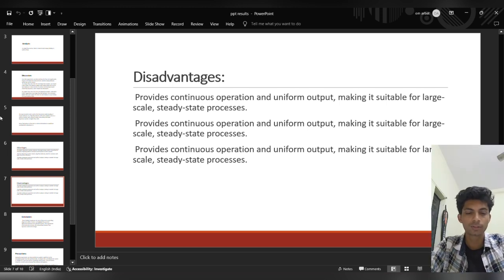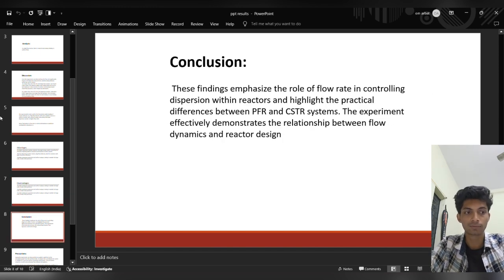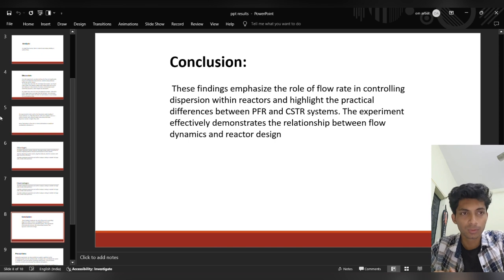Now let us come towards the conclusion. So the graphs of C versus T, E versus T, F versus T are plotted. It is observed that the flow rate decreases with a time interval of 1 minute. So this finding emphasizes the role of flow rate in controlling dispersion within reactors and highlights the practical differences between PFR and CSTR systems. The experiment effectively demonstrates the relationship between flow dynamics and reactor design. So this focuses on interpreting results, linking them to the theoretical principles and addressing potential sources of error.